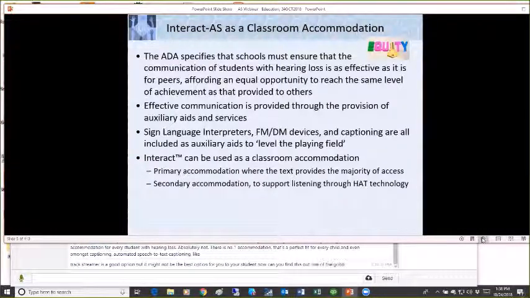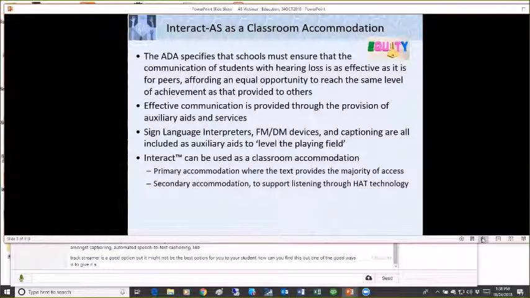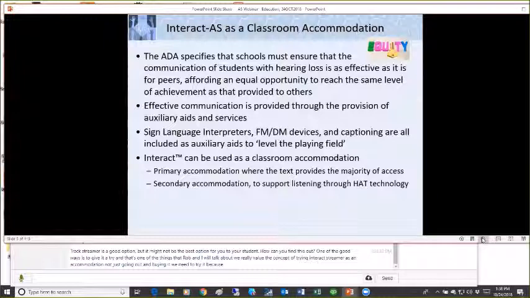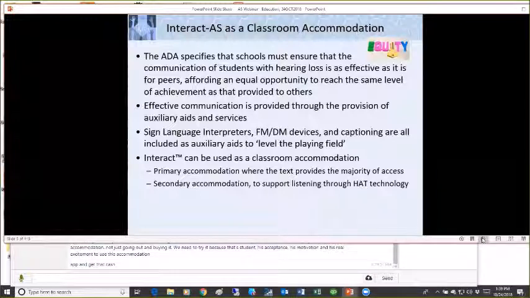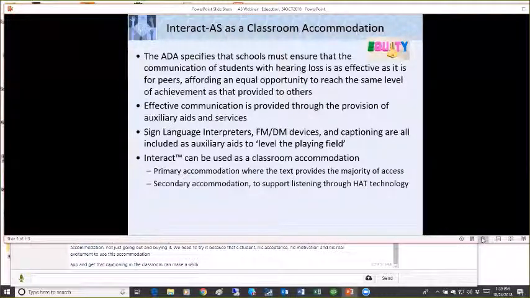One of the good ways is to give it a try. And that's one of the things that Rob and I will talk about further. We really value the concept of trying InteractStreamer as an accommodation, not just going out and buying it. We need to try it because that student's acceptance, his motivation, and his real excitement to use this accommodation, use the app, and get that captioning in the classroom can make a world of difference.